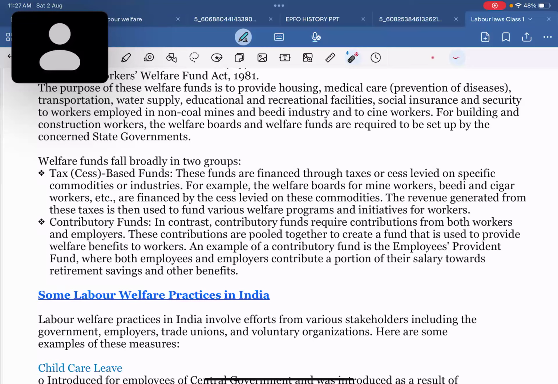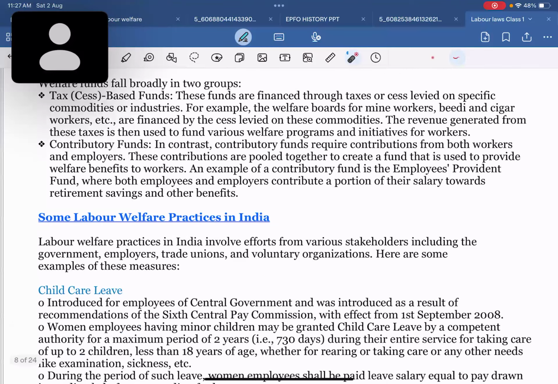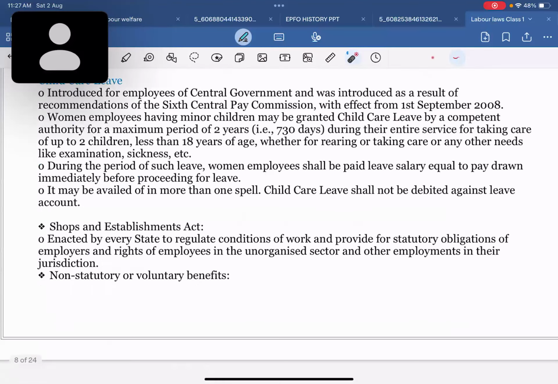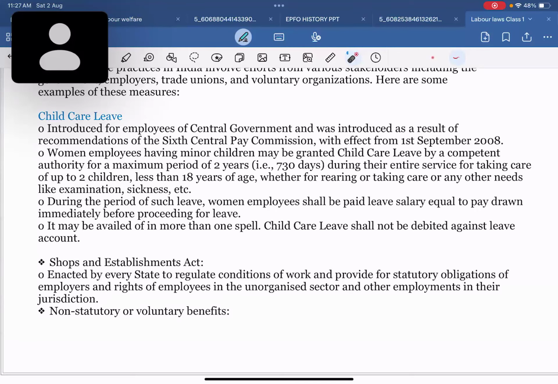Some labor welfare practices in India: child care leave. So what is child care leave? It was introduced for employees of the central government as a result of the recommendation of the 6th Central Pay Commission.